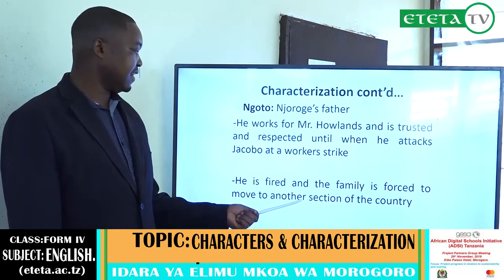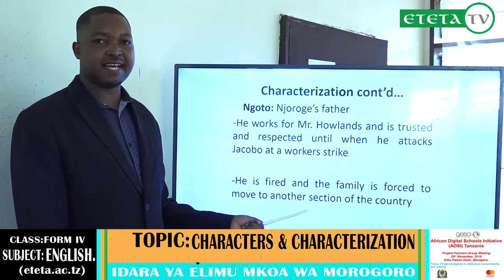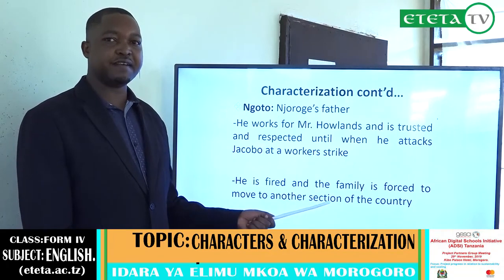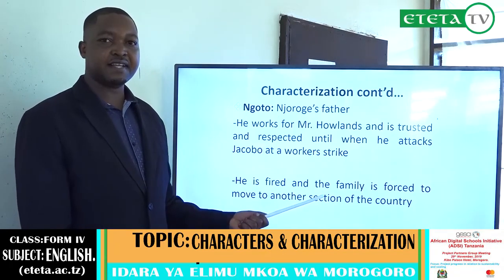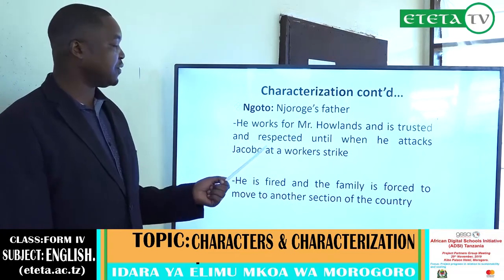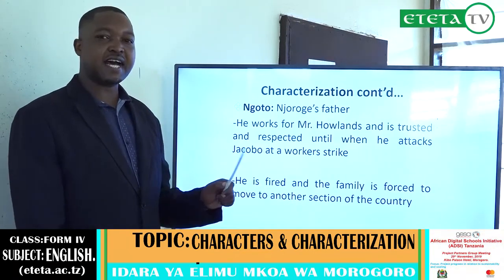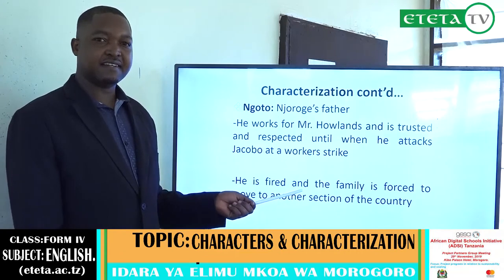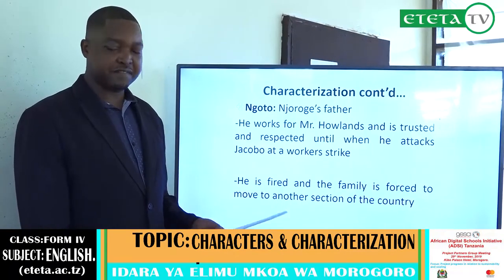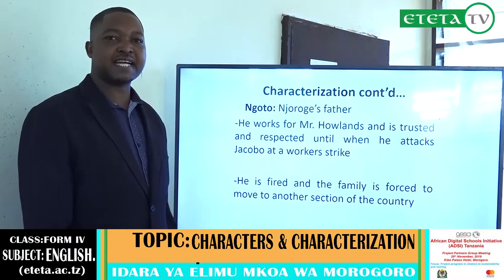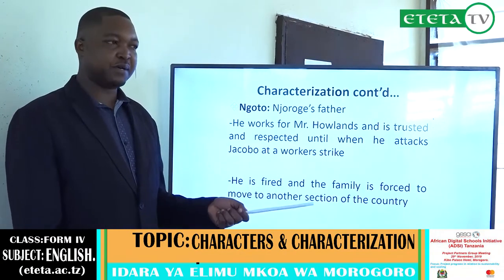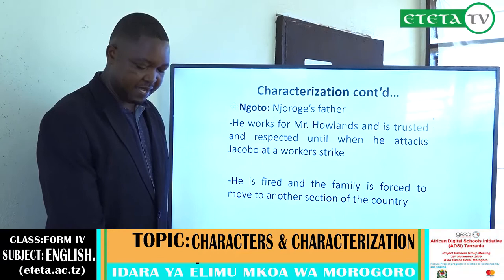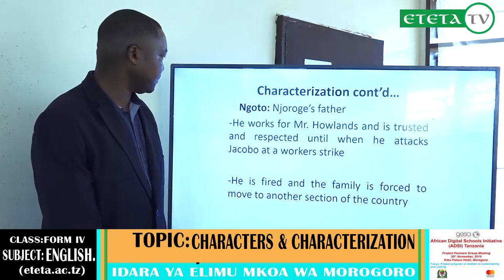The family is forced to move to another section of the country. I think you remember that he was given a piece of land by Nganga, that carpenter, where he could live with his family. But actually, the reason behind why Ngoto was removed from the job and from the piece of land that was given by Mr. Jacobo is because of this strike in which Ngoto was involved. So the punishment for him was to be fired from his job, but also to be removed from the piece of land which was given to him by Jacobo, the black settler.